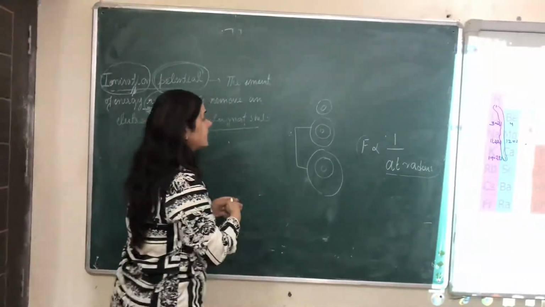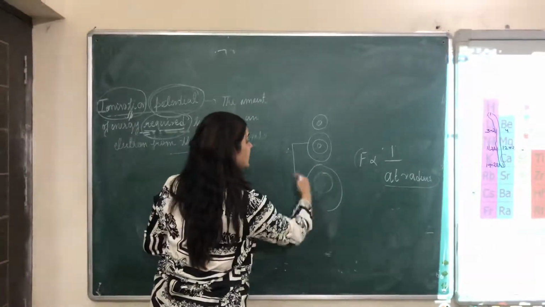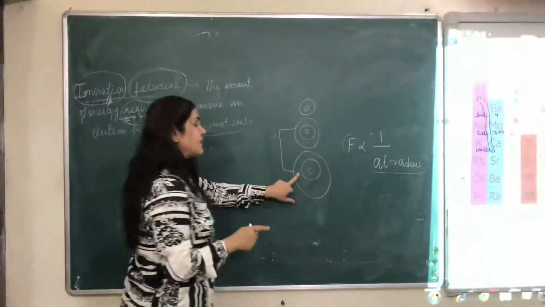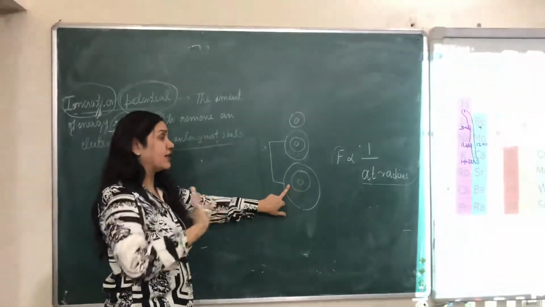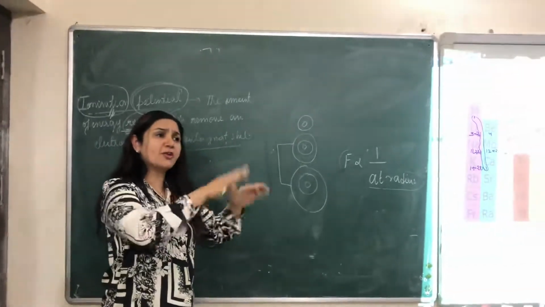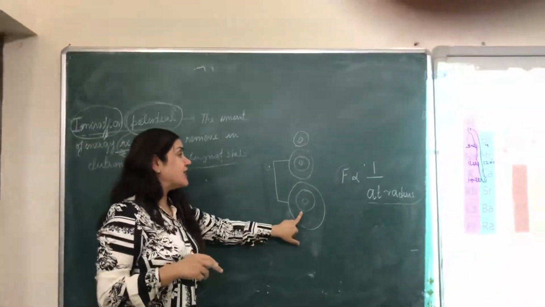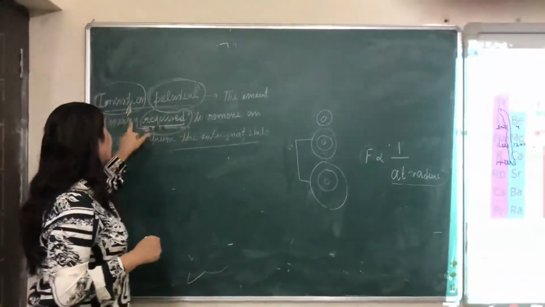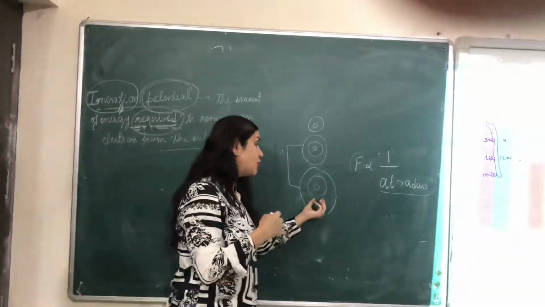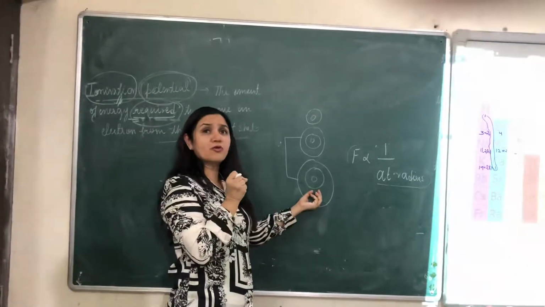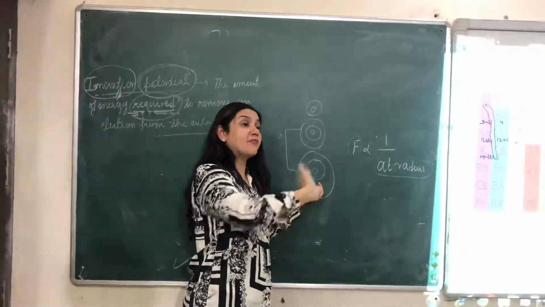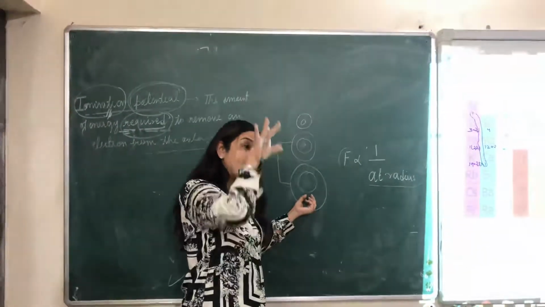Now come to the point. When in this condition the atomic radius is more and the force of attraction is less, that means the electrons are loosely bound. That means the electron has a natural tendency to remove itself and it doesn't require a large amount of energy. Automatically the electron can be removed because it is loosely bound. Loosely bound means the energy required to remove the electron is less.